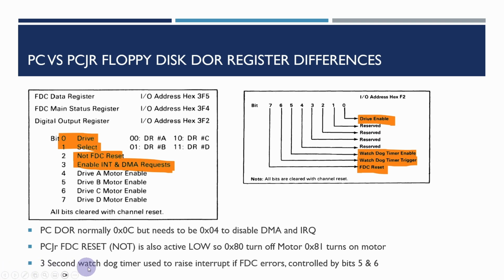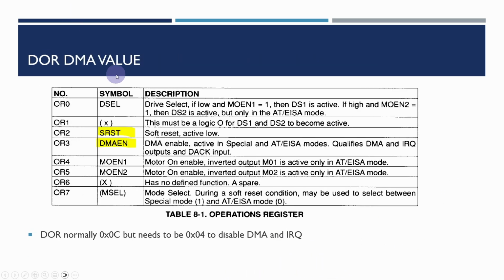And then the 3-second watchdog timer, when these enables and triggers are actually strobed in the appropriate way, that basically just means that if the floppy disk controller hangs, after 3 seconds there will be a process to actually recover it. Now in the DOR, the drive operation register, the 2 things we need to worry about here, we've just been looking at the soft reset and the DMA enable. So we're going to be making sure that this one is set to 0.